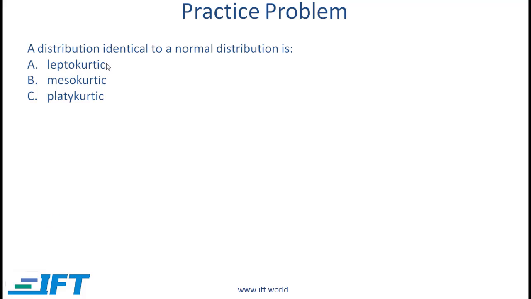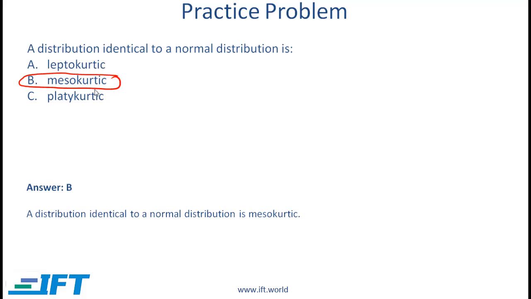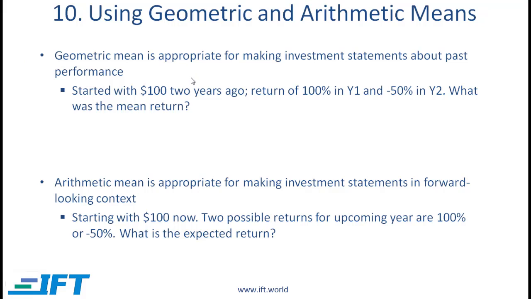A distribution identical to a normal distribution is, and here again you just have to remember the fact that a mesokurtic distribution has a kurtosis of 3, and this is your normal distribution.